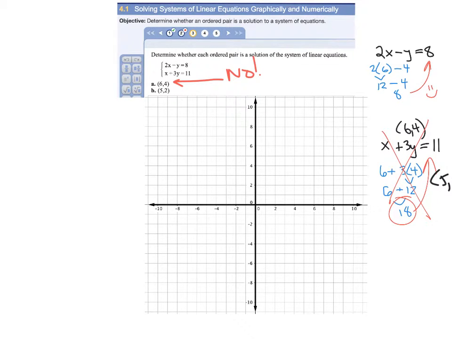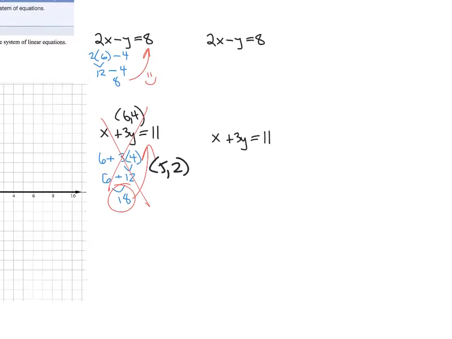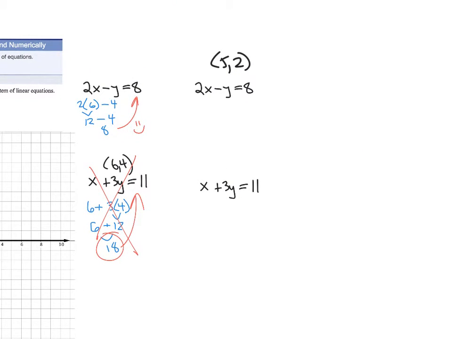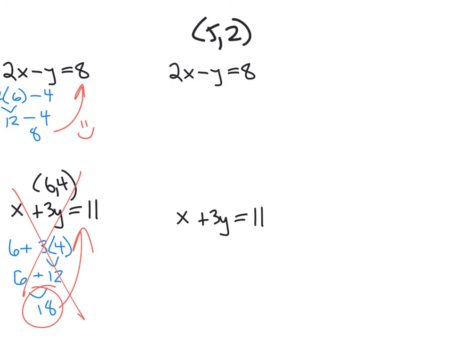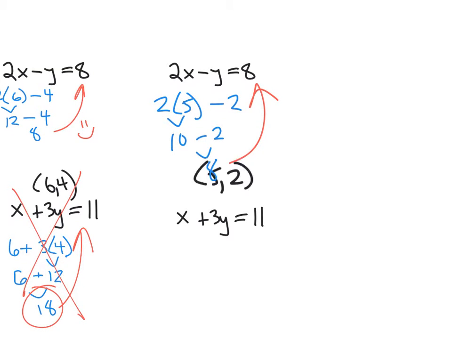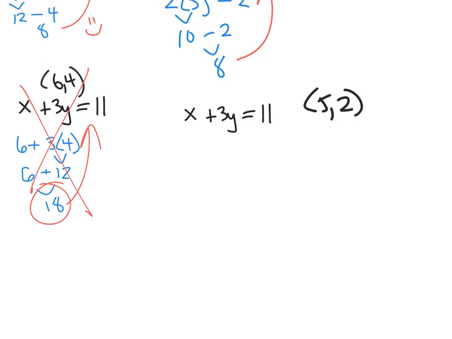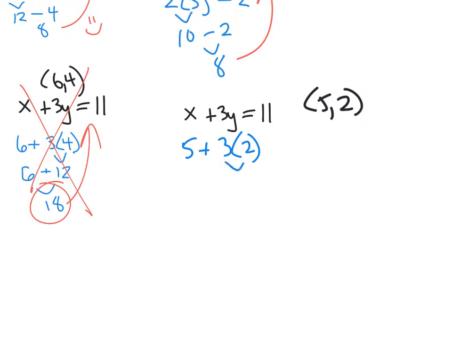5 comma 2, got to move that over here, and we're going to see if 5 comma 2 works for both of these lines. So first thing we're going to do is substitute 2 times 5 minus 2. Well, 2 times 5 is 10 minus 2, that gives us 8. So that works, but that doesn't mean anything yet, because 5 comma 2 also has to work down here. So we've got 5 plus 3 times 2, so that's 6 plus 5 equals 11. And sure enough, that works both times.